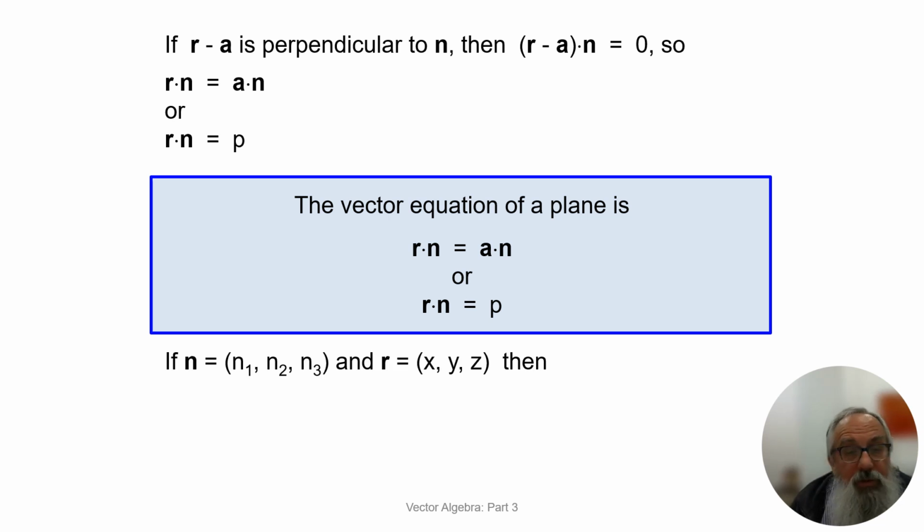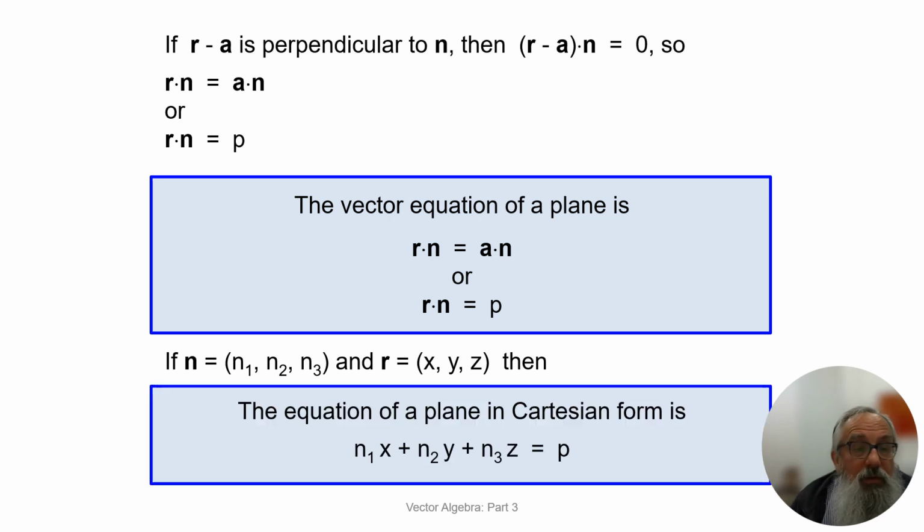We can expand this into Cartesian format. Now n is n1, n2, n3, and R is x, y, z, so it's simple multiplication by the dot product, and we get the Cartesian form for the equation of a plane.